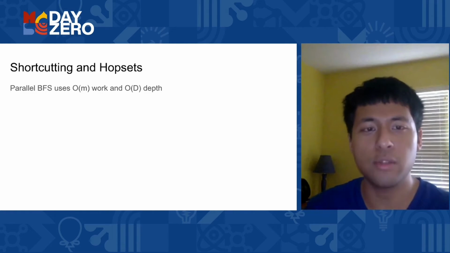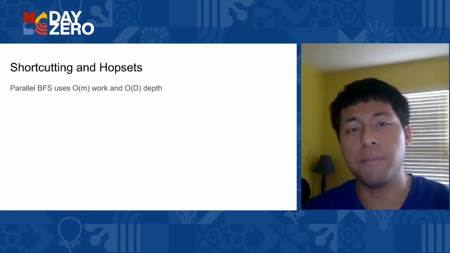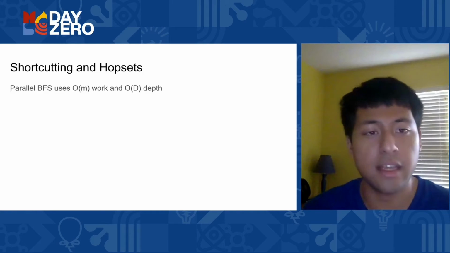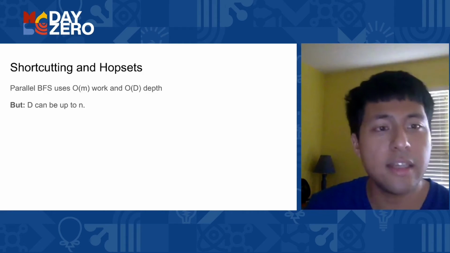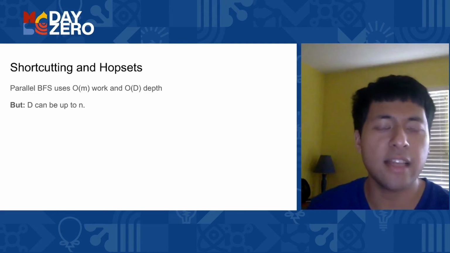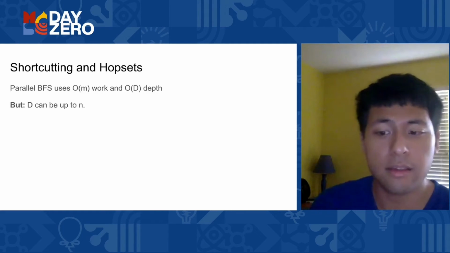Recall that this is because you can just build one layer of the BFS at a time, and each layer can be done in parallel. Unfortunately, the depth d can be all the way up to n, say in the case where the graph is a path.